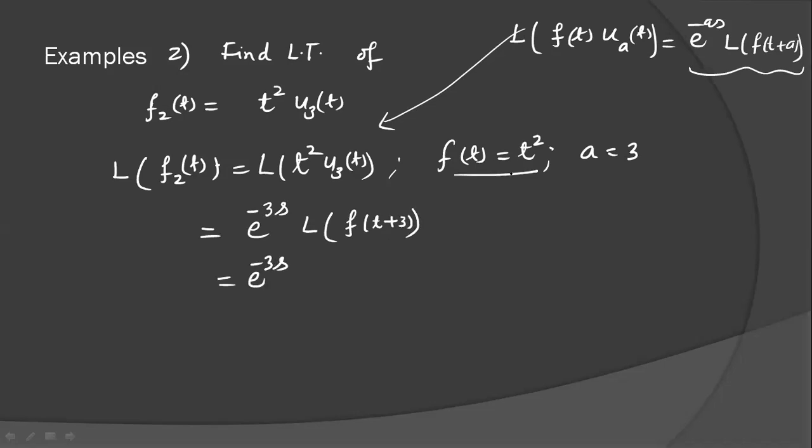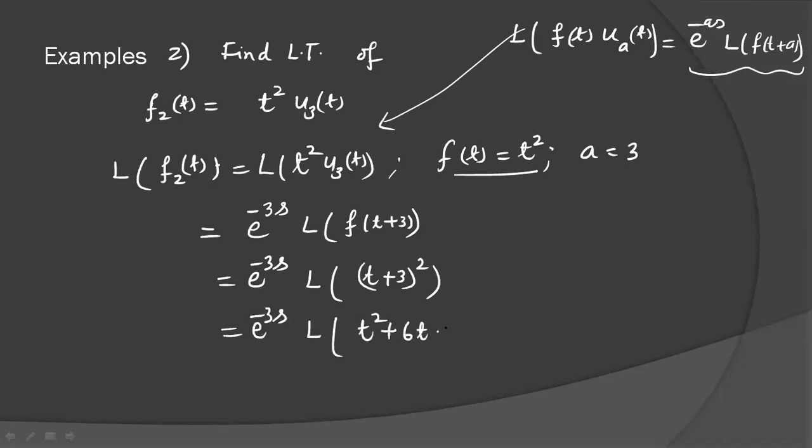So if your f(t) is t square, what will be f(t+3)? f(t+3) will become (t+3) whole square. So (t+3) whole square can be written as t square plus 6t plus 9. Use the linear property of Laplace transformation: Laplace of t square plus 6 times Laplace of t plus Laplace of 9.